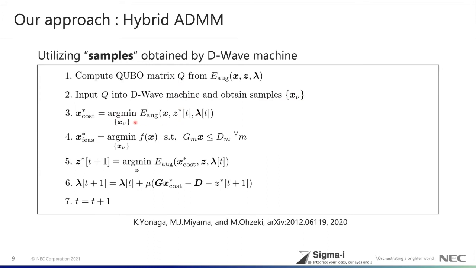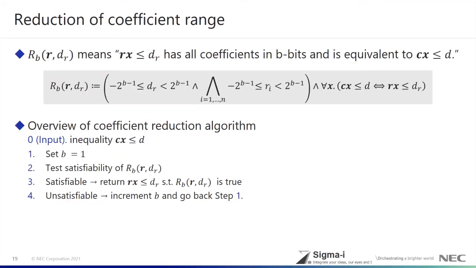So the lowest cost solution is used to update the parameters, but it's not necessarily feasible in the early step of ADMM. So here we also define the lowest feasible solution that satisfies the inequality constraint. So we can explore a good feasible solution even in the early step of ADMM iteration, and we can reduce the total computation time.